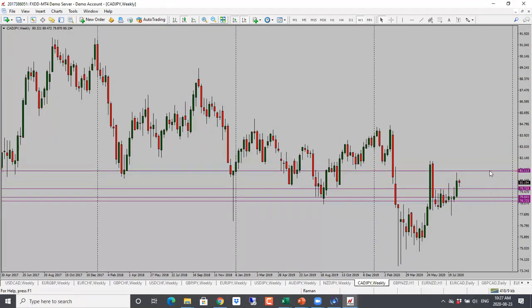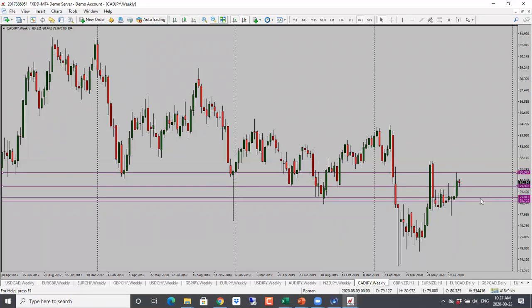CAD yen here. CAD yen has held its own, and this week's candle here is not a very strong candle, but it hasn't really broken through the support either. It's still holding above that support level, and that gives it some of that bullishness still in the price here. So with this one, as long as it holds above 80, I will look for a move higher here.